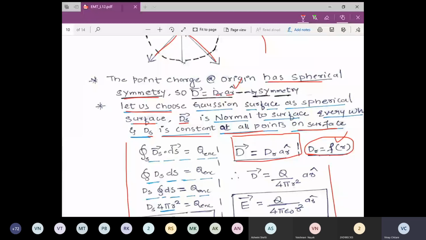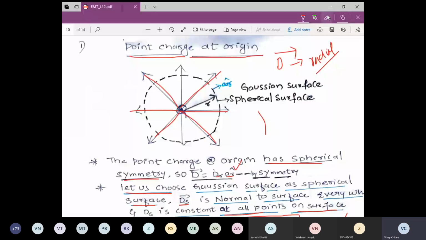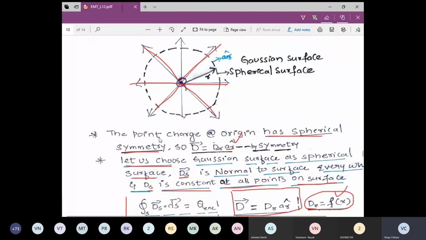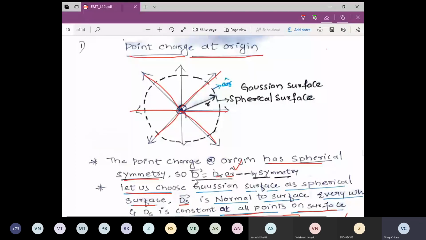For a given problem, the first thing we need to identify is the flux line nature, that is, how the flux lines are. We know that the flux lines are radial, and they are symmetric. It is spherical symmetry. So it means that the flux density will also have spherical symmetry.